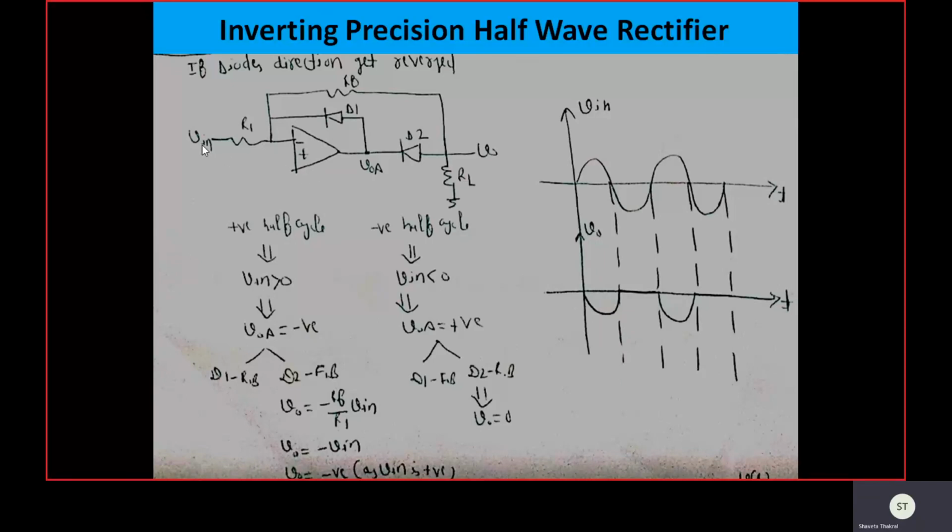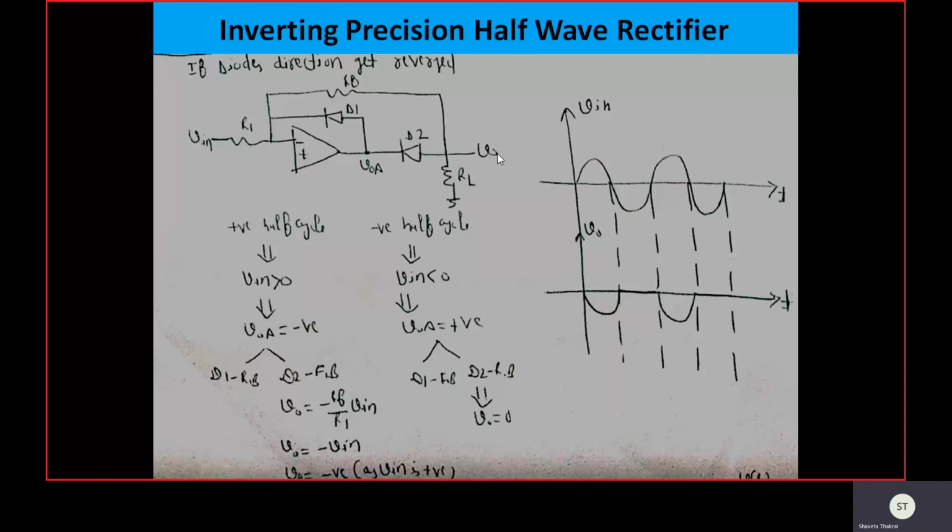So we were discussing that if Vin is positive, VOA will be negative because this is the inverting operational amplifier. So when VOA is negative, this negative potential is applied to the N-type material of D2 and the P-type material of D1. So D2 here will be forward biased and D1 here will be reverse biased. So when D2 is forward biased, this behaves as a short circuit and the circuit will simply work as an inverting operational amplifier. So what is the relation between output and input?